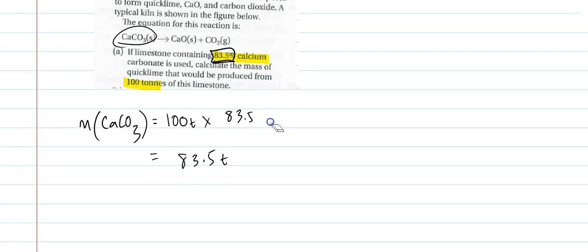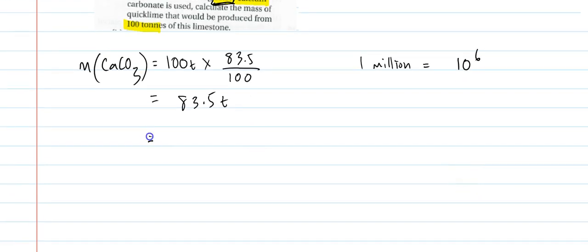So you could turn this percent into 83.5 over 100. So we get 83.5 ton. I've just written T for ton. Now we've got to turn it into grams. So a ton is 1,000 kilograms. 1,000 kilograms is 1,000,000 grams. So 1 million, to make it scientific notation, is 10 to the 6. Okay, so we can just turn 83.5 T into 10 to the 6 grams.